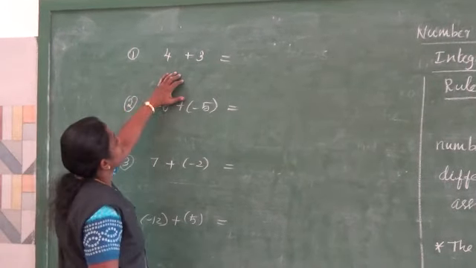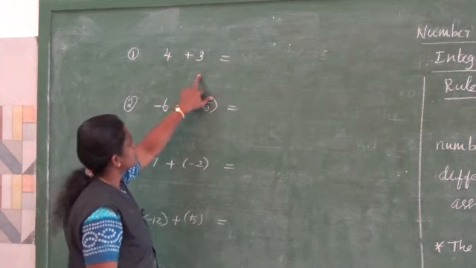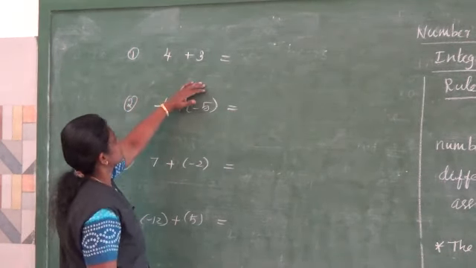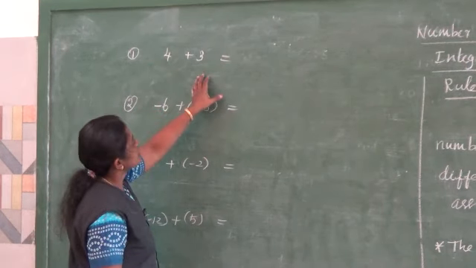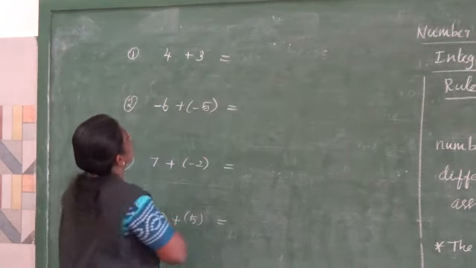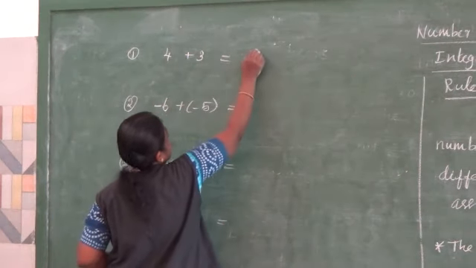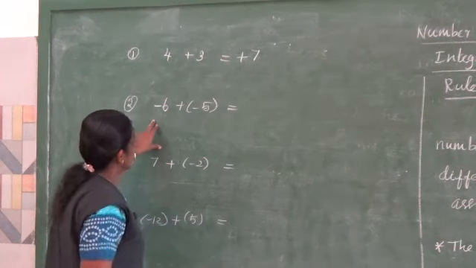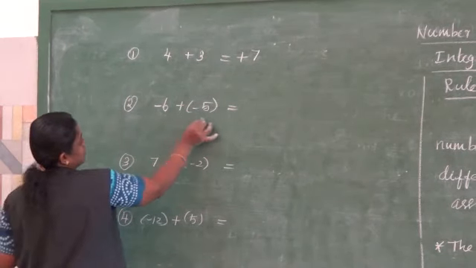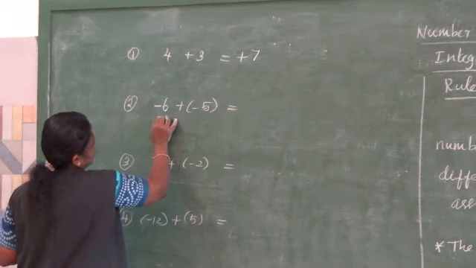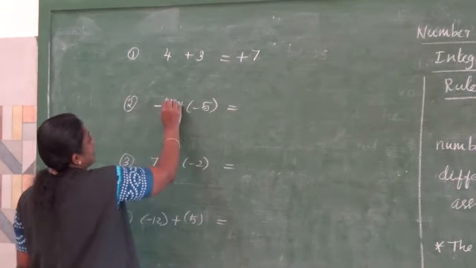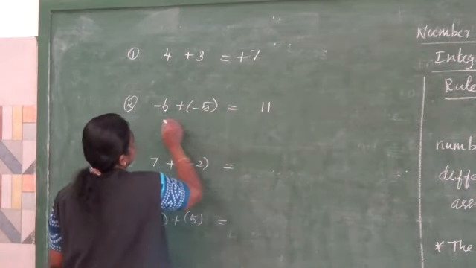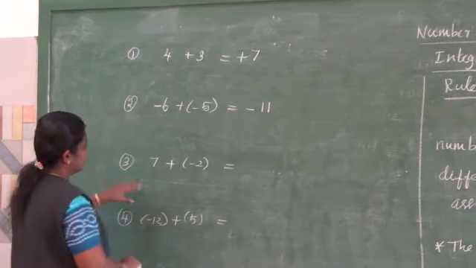Look at the first problem. Here both the numbers are positive number. According to our rule, add the numbers and assign the result positive sign. Now 4 plus 3 is 7. So sign is positive. Come to second problem. Here both the numbers are negative numbers. So according to our rule, we have to add both the numbers. If you are adding 6 plus 5, you are getting 11. The sign is negative.